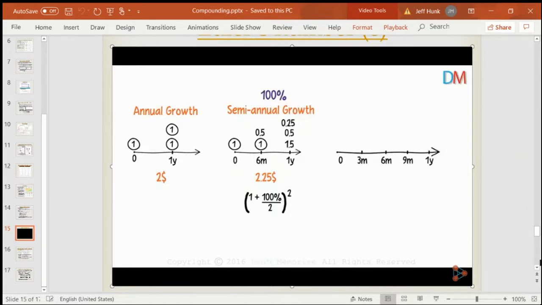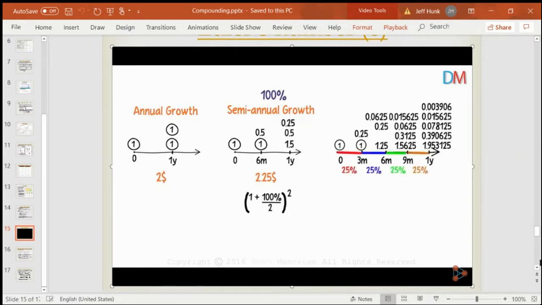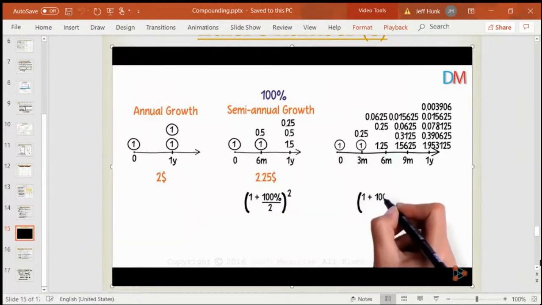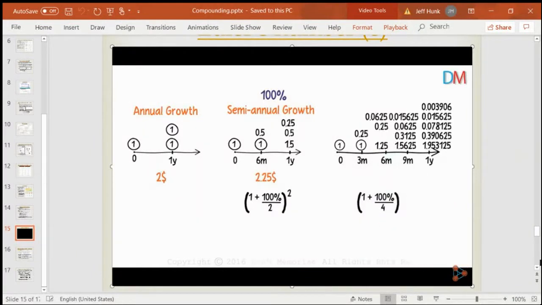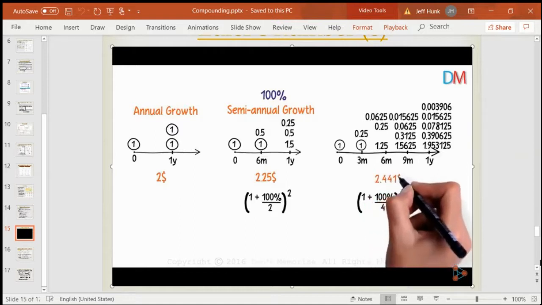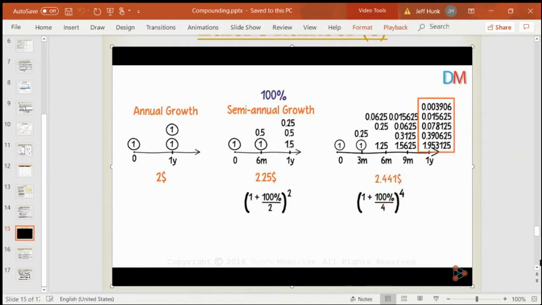We have divided 1 year into 4 quarters. This is how we do it. Looks messy, but it's actually very simple if you've understood the concept. It's 25% growth in the quarter. What is 100% of your pay? We would approximately get $2.441 at the end of the first year.